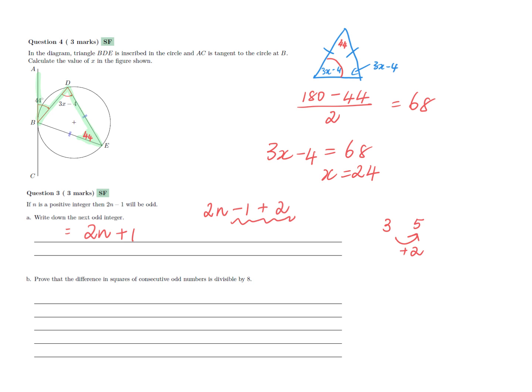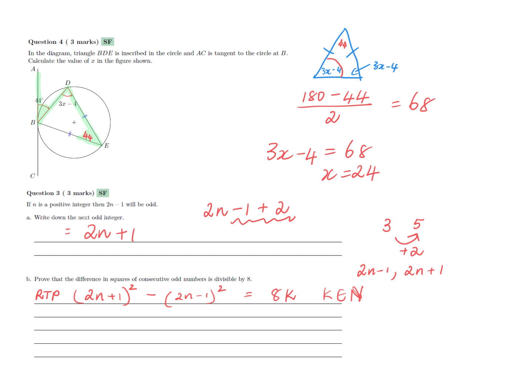Okay, prove that the difference in squares of consecutive odd numbers is divisible by 8. Okay. The difference means subtract. So I've got these two odd numbers, and they are 2n minus 1, then the next one is 2n plus 1. I want the difference in squares, so it's going to be 2n plus 1 all squared minus 2n minus 1 all squared, and I've got to show that that's divisible by 8. It's equal to 8k, where k is some natural number.